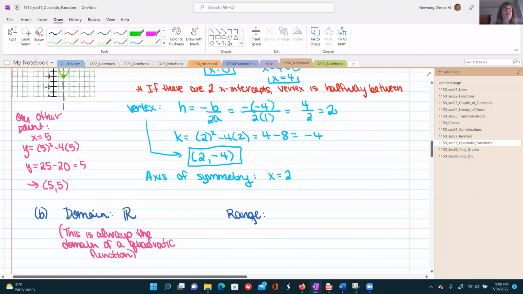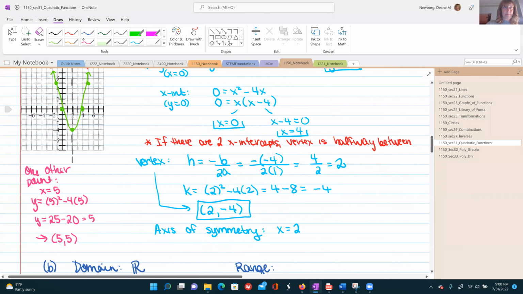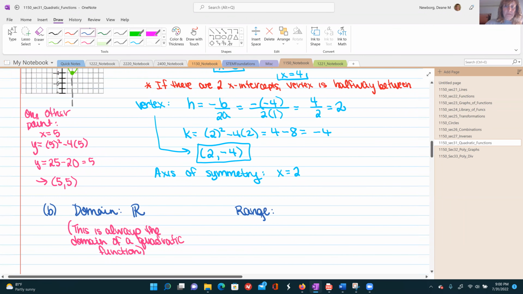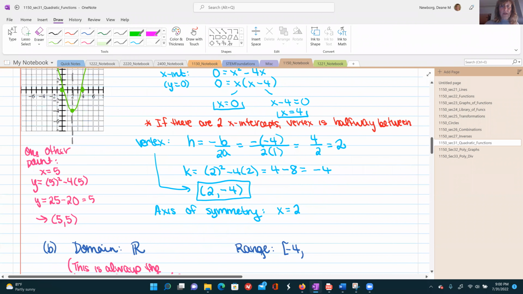The range, remember, you go lowest to highest. So for this graph, the vertex is the lowest point, right? So right here, that's the lowest, and that y is -4. There is no highest point. That parabola opens up, it's going to keep going up forever. So it's to infinity.